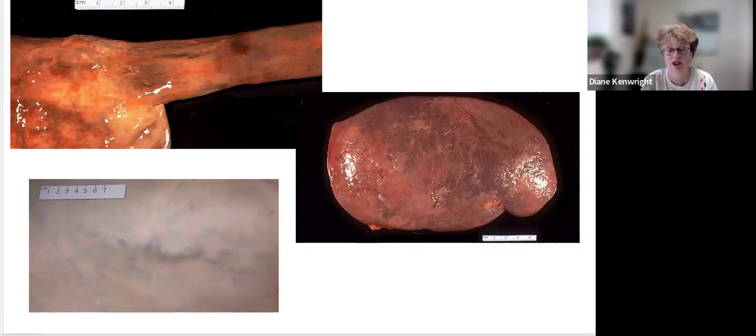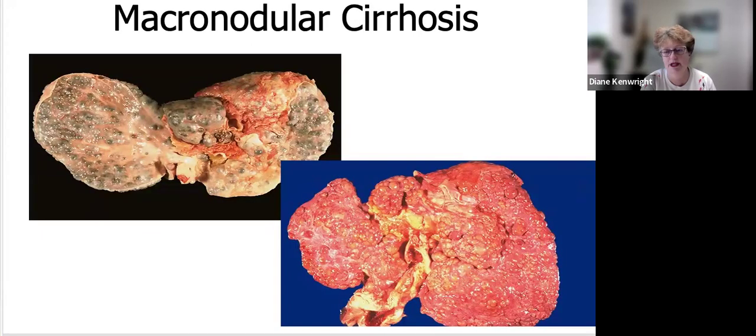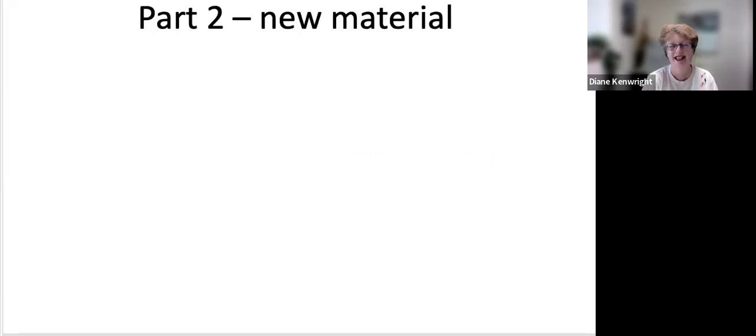This is a picture of things that can go wrong in portal hypertension. So we have the varices on the surface of the abdomen, the expanded veins on the surface of the abdomen. We have the varices in the esophagus, and we have the enlarged spleen. Micronodular cirrhosis, less than 1 centimeter in size. Here they are. Down the microscope, small nodules, islands of surviving liver cells in this sea of fibrosis and inflammation. Macronodular cirrhosis, big nodules.